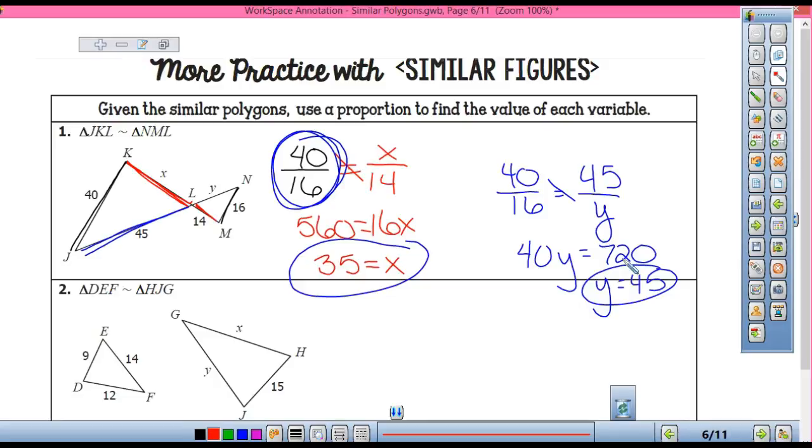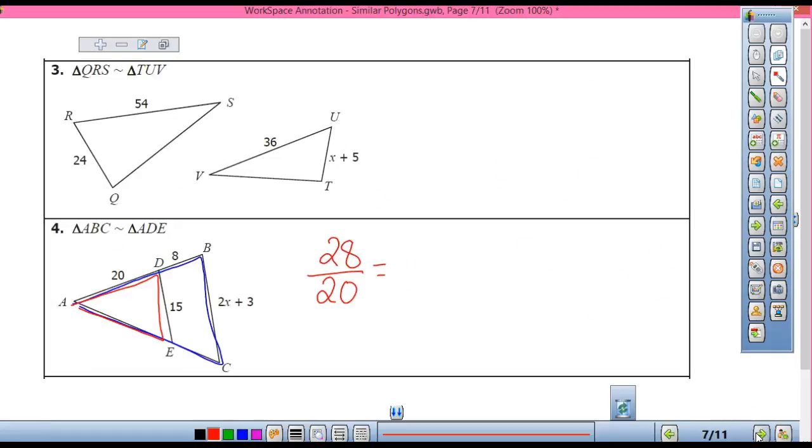I have no idea. I just went with what you guys said. 720 divided by 40 is 18. All right, so that's not 45. That's 18. I apologize. Good call. Thank you, somebody, for correcting us.